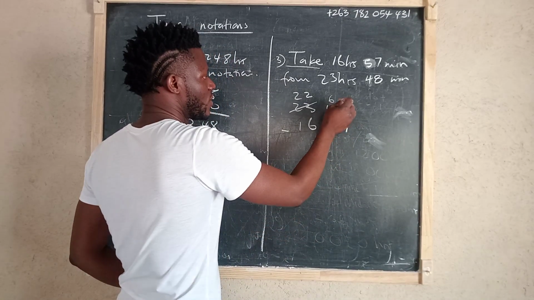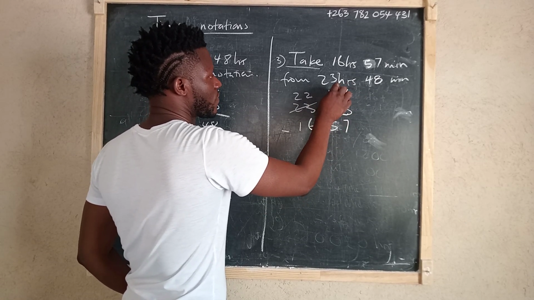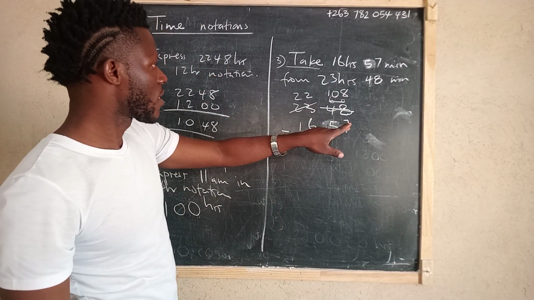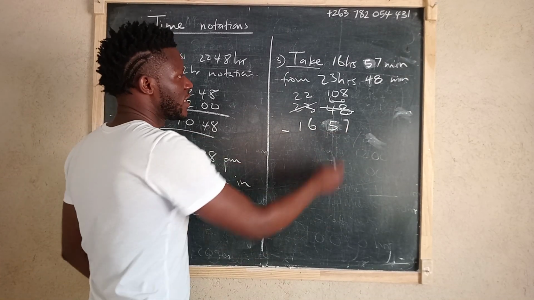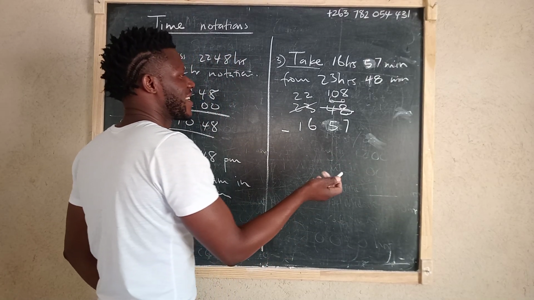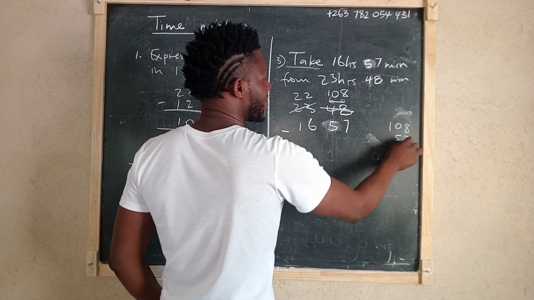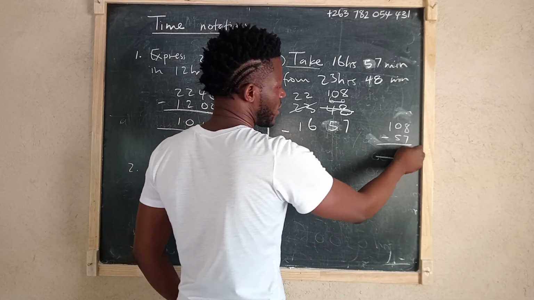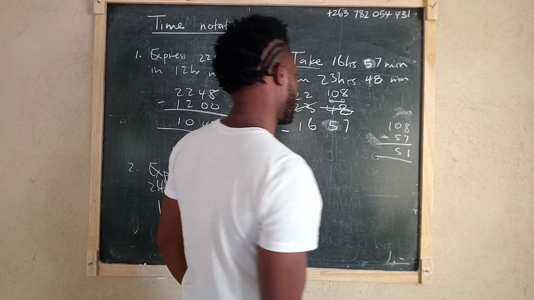Then you add: 8 plus 0, 8, 4 plus 6, you get 10. So now we have 108 minutes subtracting 57. So we say 108 subtracting 57. 8 minus 7, we get 1. 10 minus 5, we get 5.